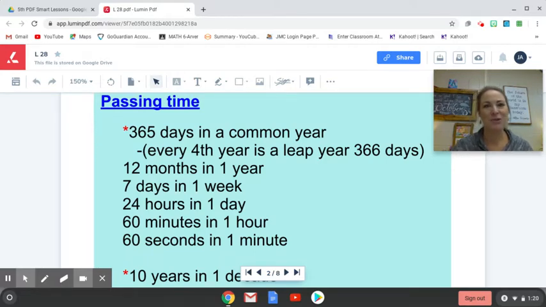And lo and behold, 2020 would have an extra day, because 2020 was a leap year, or is a leap year, I should say, because we're still in 2020. So according to this, every fourth year, we won't have one again until 2024. A couple more things: 12 months in a year, 7 days in 1 week, 24 hours in a day, 60 minutes in an hour, 60 seconds in a minute. Those are all things that we should know at this point.